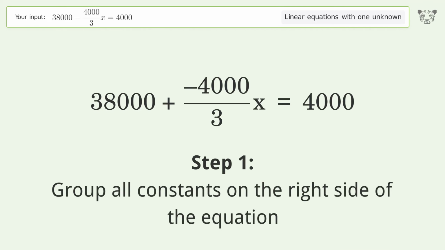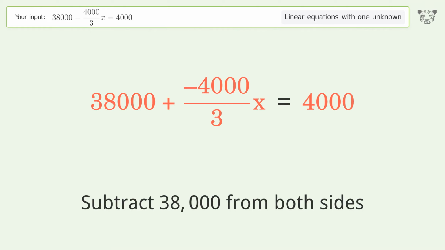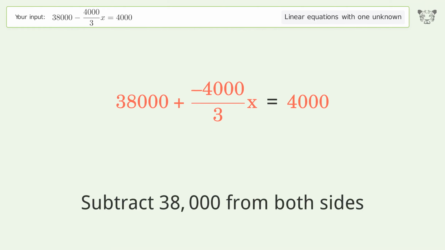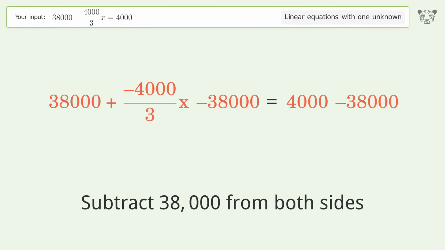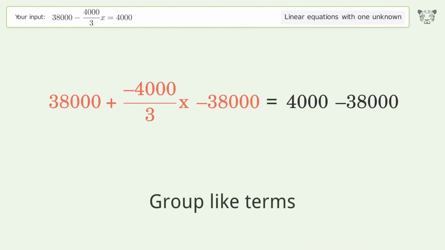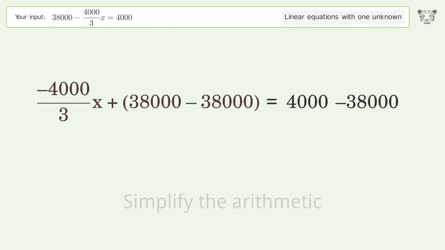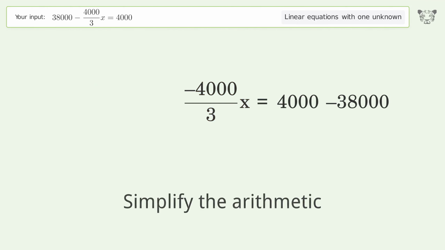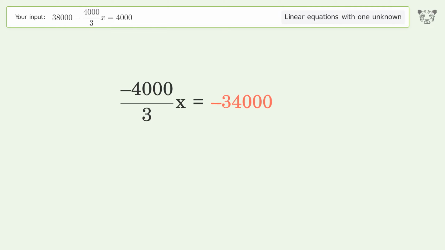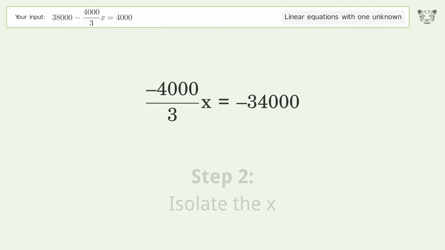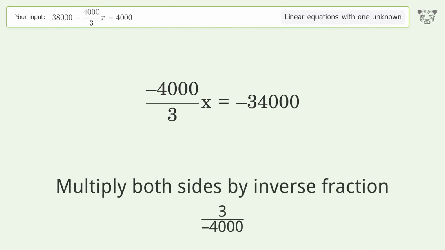Group all constants on the right side of the equation. Subtract 38,000 from both sides. Group like terms. Simplify the arithmetic. Isolate the x. Multiply both sides by inverse fraction 3/-4,000.